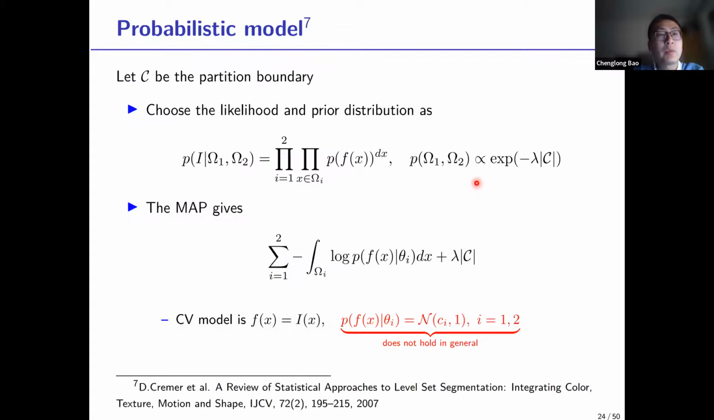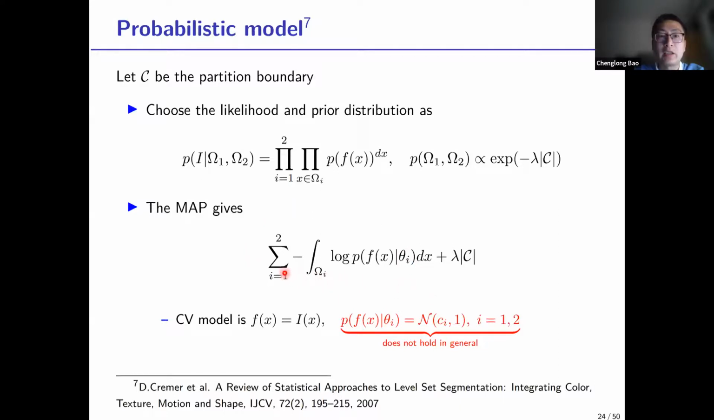So let's take a probabilistic view of this image segmentation, which means that we can construct a log likelihood term. Here, f(x), you can see, is a feature extraction function. And this is a prior term, corresponding to the length of the segmentation boundary. So using the MAP model, we naturally get this model.